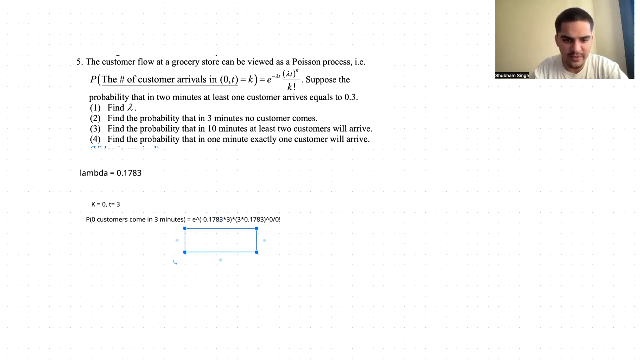So we are left with e raised to minus 0.1783 into 3. This is the final value of the probability, which is equal to 0.5857, sorry. So this is the final probability that no customer comes in the first 3 minutes.